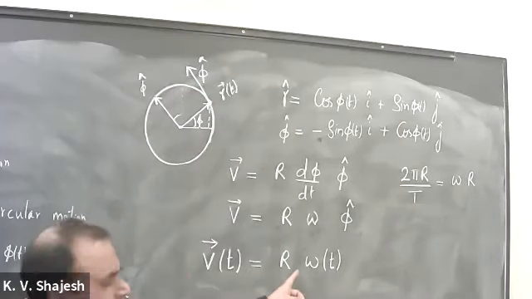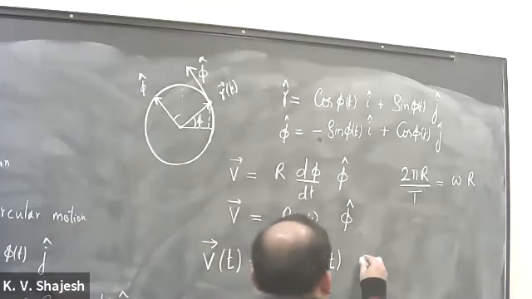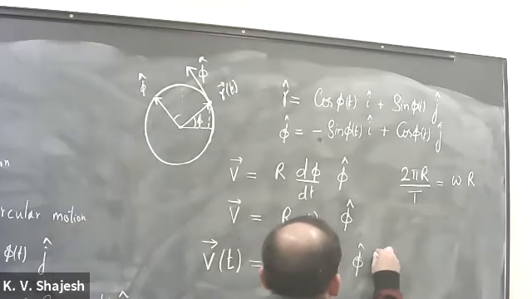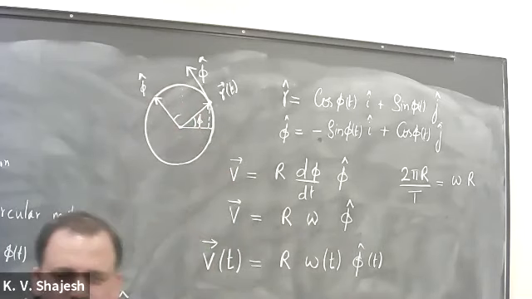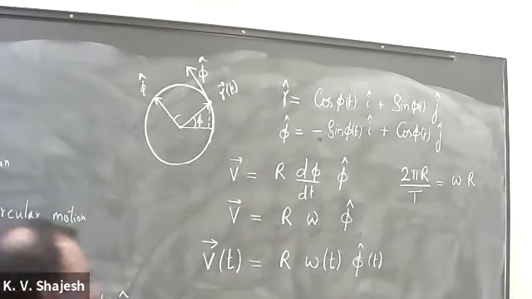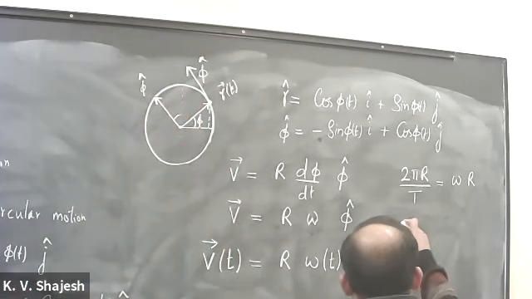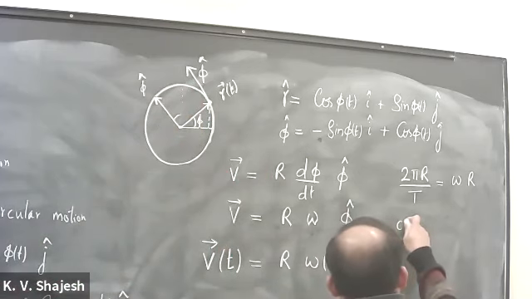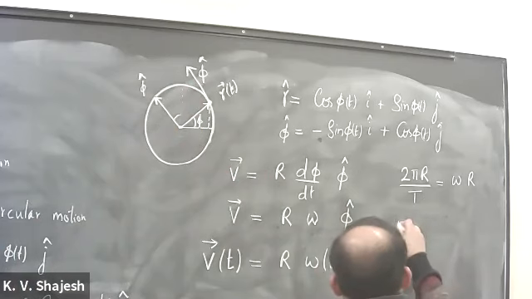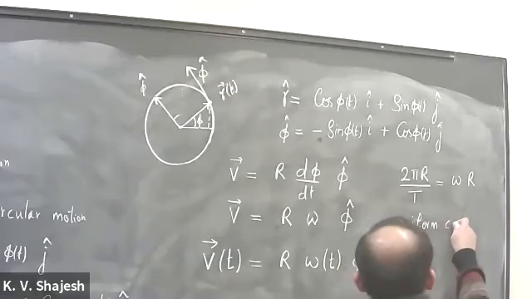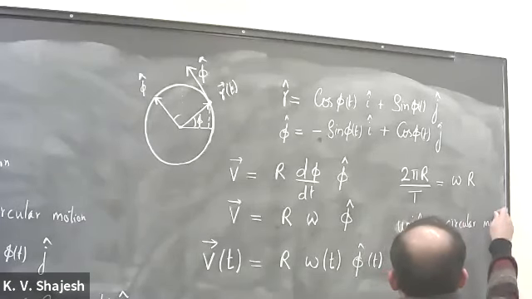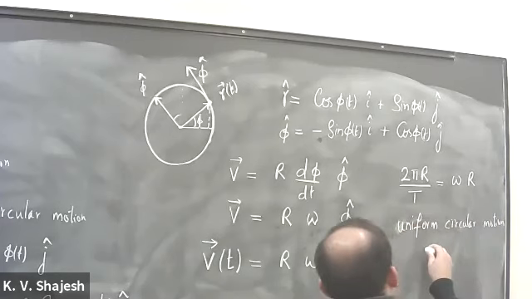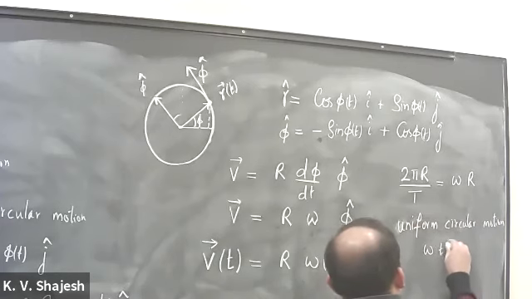Okay. In general, this can have time dependence, and phi hat, of course, depends on time. Its direction keeps changing with time. So now I'm going to define two quantities. One is uniform circular motion. Uniform circular motion means that omega as a function of time is a constant.